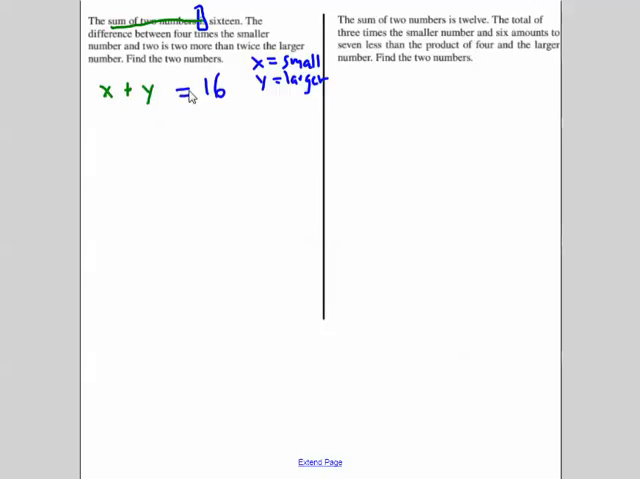Alright, sounds good. So now we're going to go to red and black, and the second sentence is going to be a little bit more involved, but still doable. The difference between 4 times a smaller number and 2 is... I'm going to stop right there. I'm going to say "is." There's my "is." That separates our equation. So there's my equation right there. And I'm going to just translate the first part.